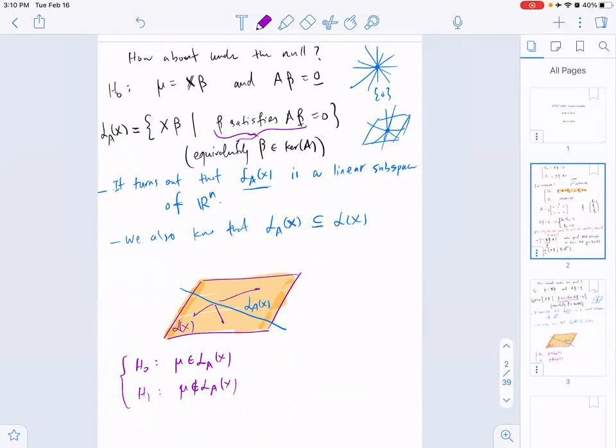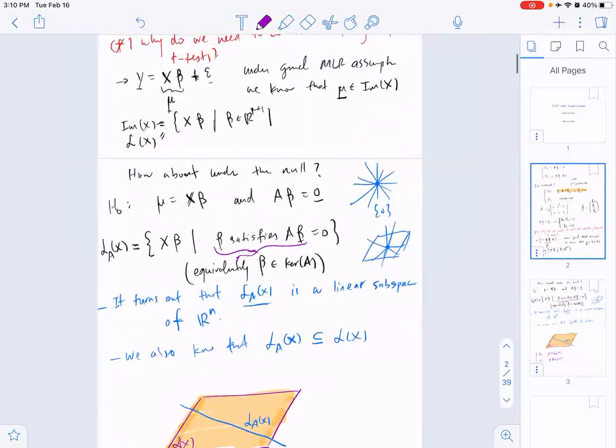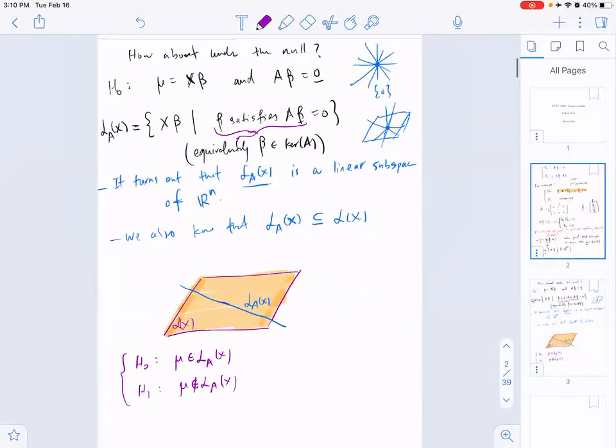So mu would be somewhere here. Under the null, we're putting more restrictions, and we're in fact assuming that mu would be exactly on this. Within this, it's not going to be somewhere here. It's just going to be somewhere on this line. Okay, that's the further restriction that we have.